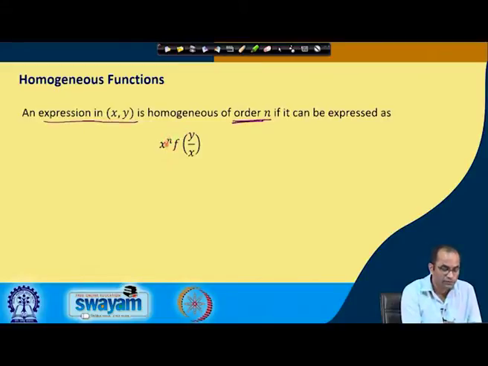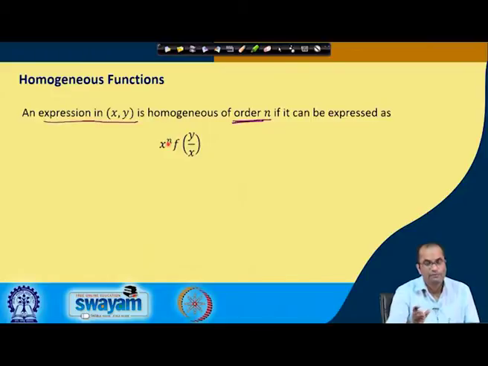So, this n here is important. If we can bring this x power n out and the rest of the terms can be written as a function of y over x, then we call such an expression a homogeneous expression of order n.